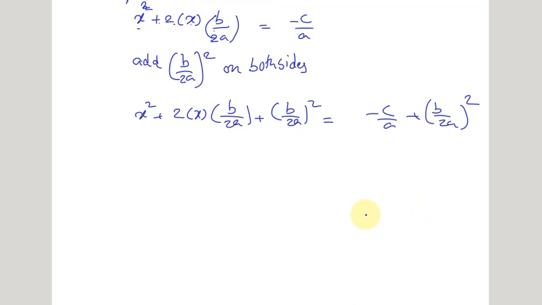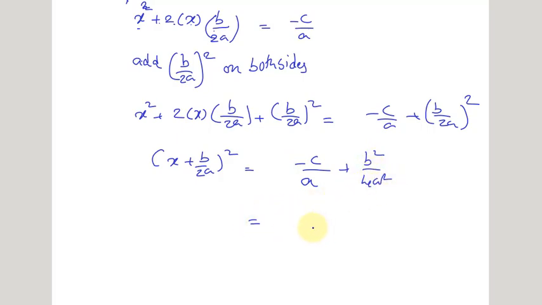Now this LHS can be written as a plus b whole square. Why? Because it is a proper square. It is in the form of a square plus 2ab plus b square. A square plus 2ab plus b square can be written as a plus b whole square. Similarly, this can be written as x plus b by 2a whole square. This is equal to minus c by a plus b square by 4a square.